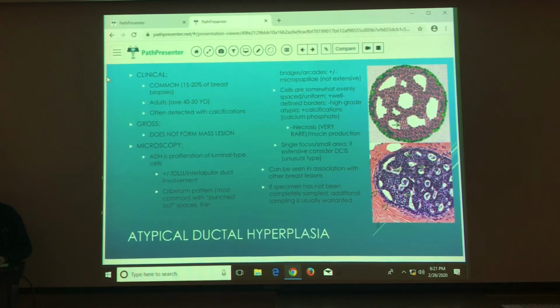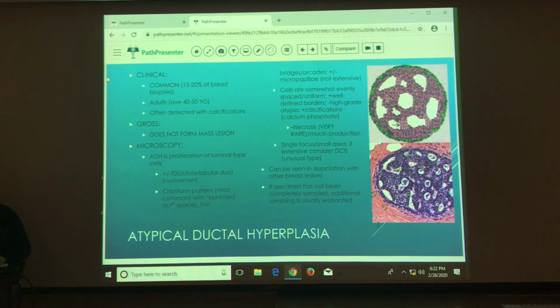So what shouldn't we see? Well, we shouldn't see any high-grade atypia, and we don't really see necrosis with ADH or mucin production. We can see calcifications, right? Because usually they're trying to get a lesion that has a lot of calcifications, and this is what you get.